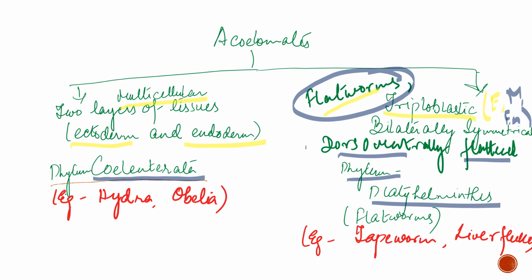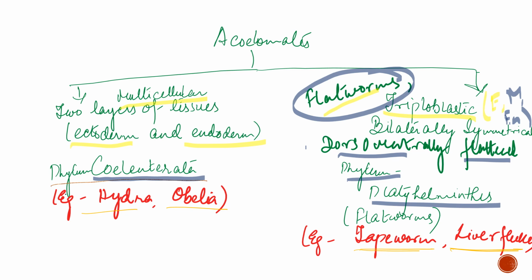Under Coelenterata, what are the examples? Hydra and Obelia are the two main examples of Coelenterata. When we go through the characters, we will read in detail. This is just a tree diagram where I am trying to show how we divide under body organization, body cavity, embryonic layers, and symmetry. Next is Platyhelminthes, mainly tapeworm and the liver flukes.